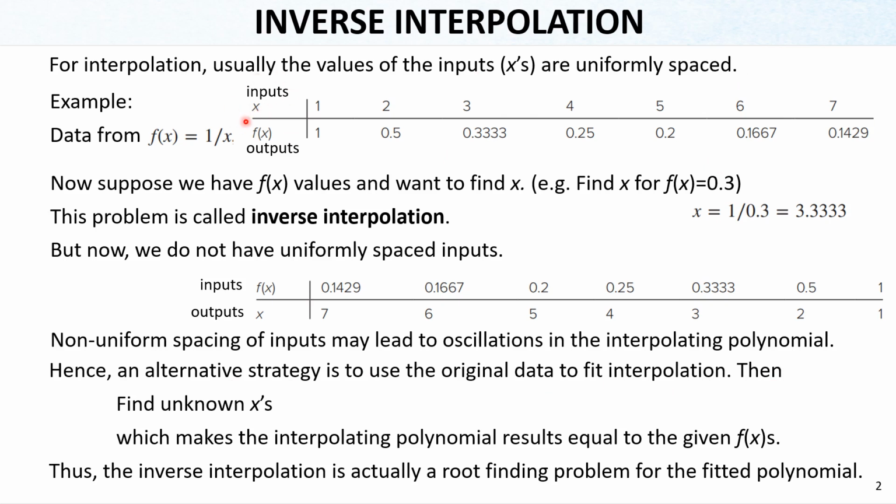The inputs are x's and outputs are fx's, and we want to find unknown x's which make the interpolating polynomial results equal to the given fx's. This way, the inverse interpolation is actually a root finding problem for the fitted polynomial. Because we fit the polynomial to the same inputs and outputs, but we want to find the x value for fx, it becomes a root finding problem. We can show this in an example.